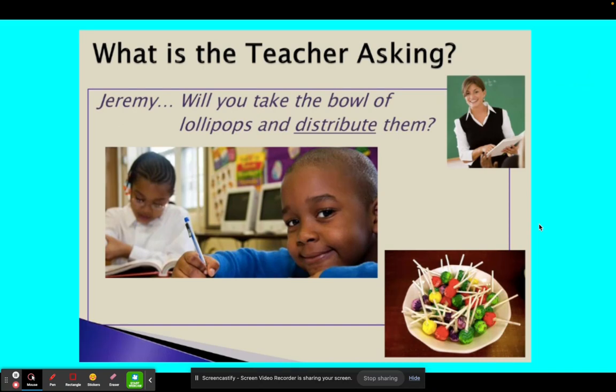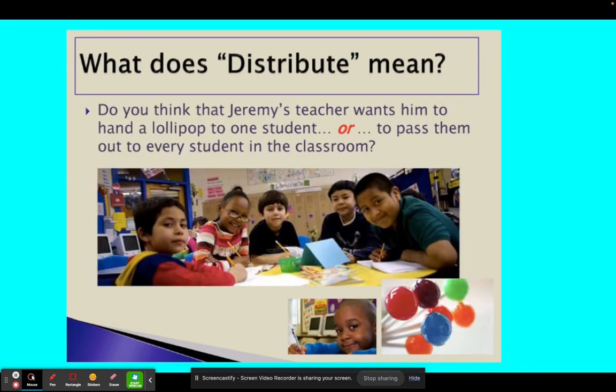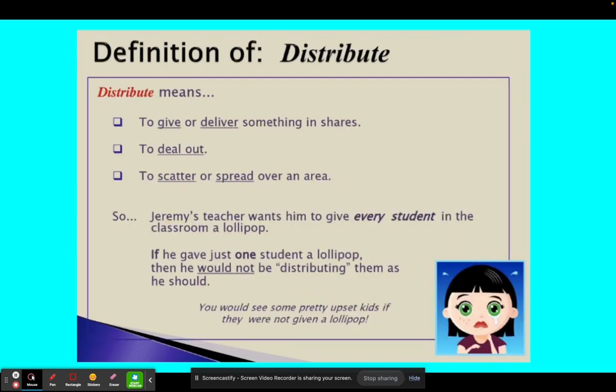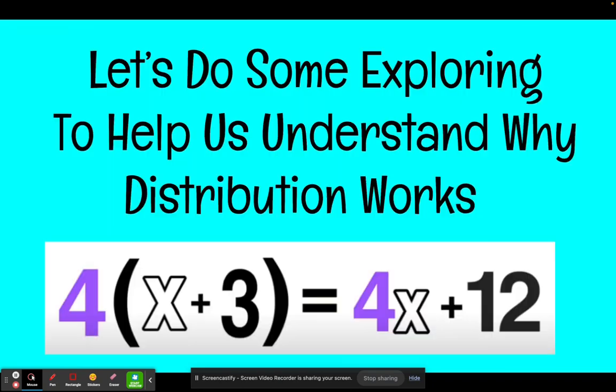When a teacher asks you to distribute papers in the classroom or take this bowl of lollipops and distribute them to the class, what do we mean? What do you think we mean? We're asking you to pass out, right? Make sure everybody gets one equally. You're passing them out, right? To deliver. Okay, so you are going to do the same thing when we say distribute the math problem.